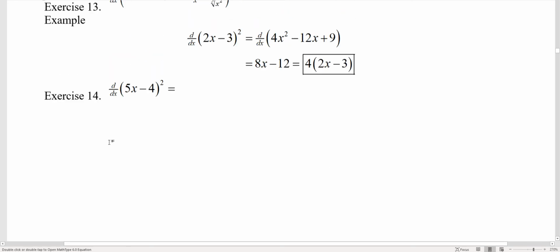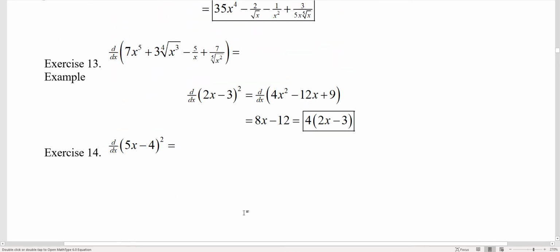And then we have one more example that I wanted you to do. What's the derivative of (5x minus 4) squared? See if you can work that one out. Press pause and come back.